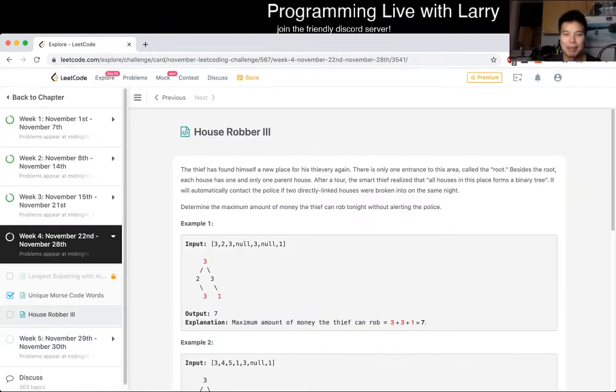Let me know what you think about House Robber 3. The new place again. Okay, so this is the other House Robbers, I suppose.